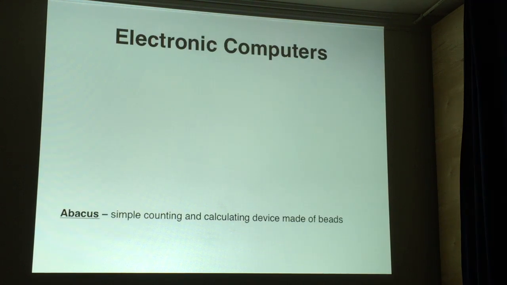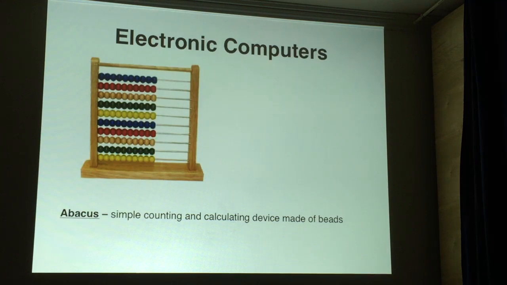Now, some mechanical means of calculation, before the electronics were applied to calculating machines. The earliest and simplest of the mechanical means was called an abacus. This was a simple counting and calculating device that was made of beads. And this is what it looked like. You can see that in this abacus you have several rows. I think there's 10 rows, and each row has 10 beads.